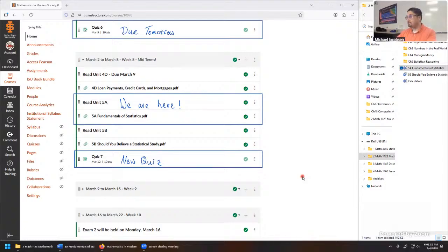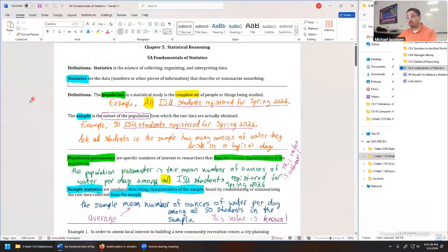Okay, let's jump in then. So here's where we are in Chapter 5, Statistical Reasoning. Again, we only just started out, and we read through the definitions, but the thing that's tough about all of these definitions is it's really hard to get a feel for what this is saying when it says the population in a statistical study is the complete set of people or things being studied, and so on with the other four definitions. Well, four in total here.